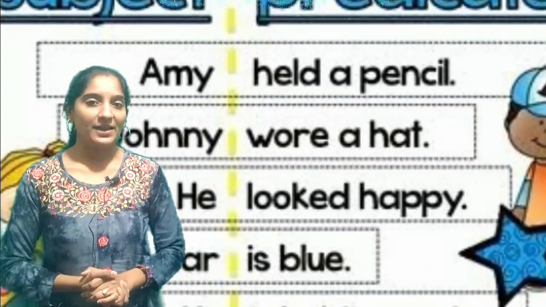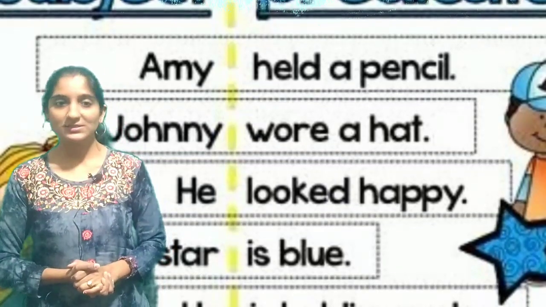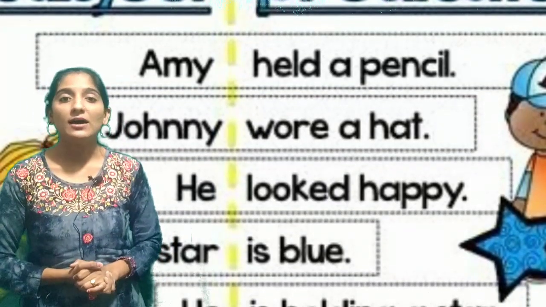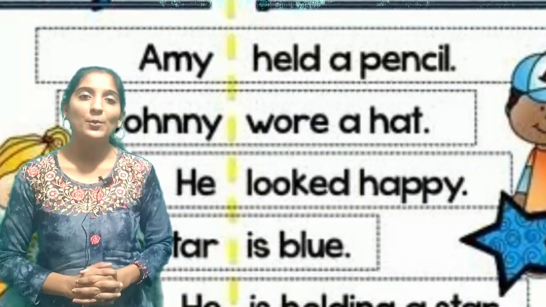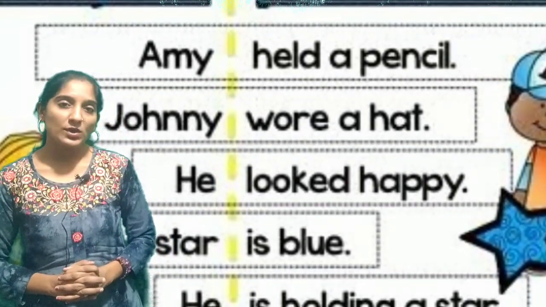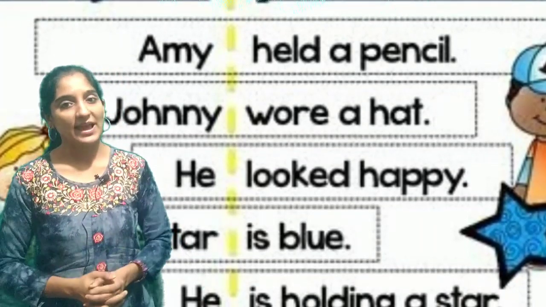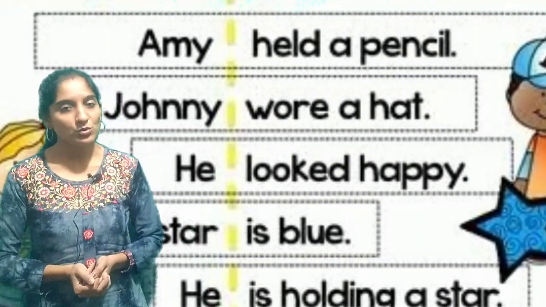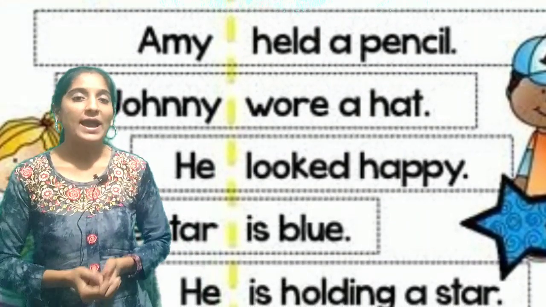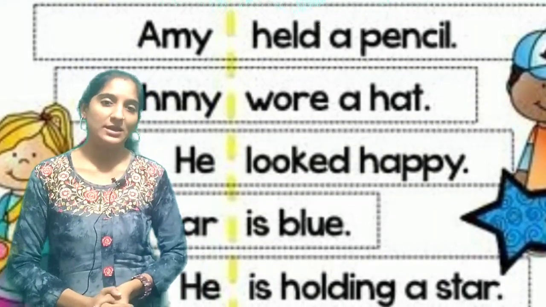Johnny wore a hat. Who wore a hat? Johnny. So Johnny is the subject and the other part of the sentence, wore a hat, is the predicate. In this way you can find out in a sentence which one is subject and which one is predicate. A subject may be a noun or a pronoun, and the other part of the sentence is referred to as predicate.